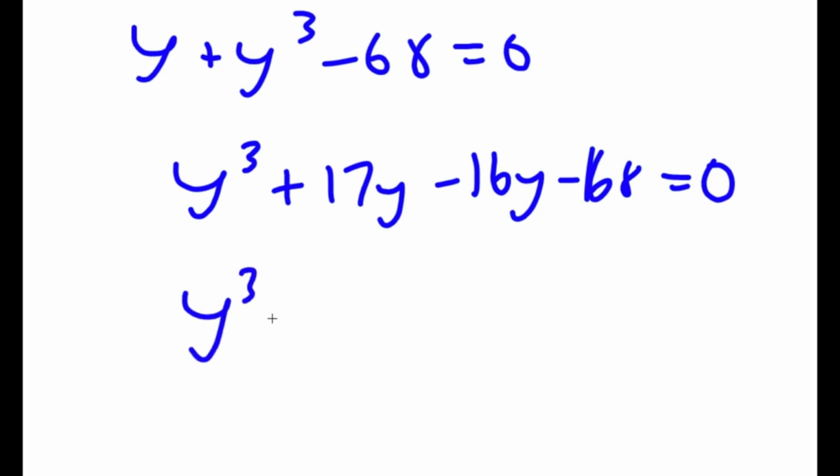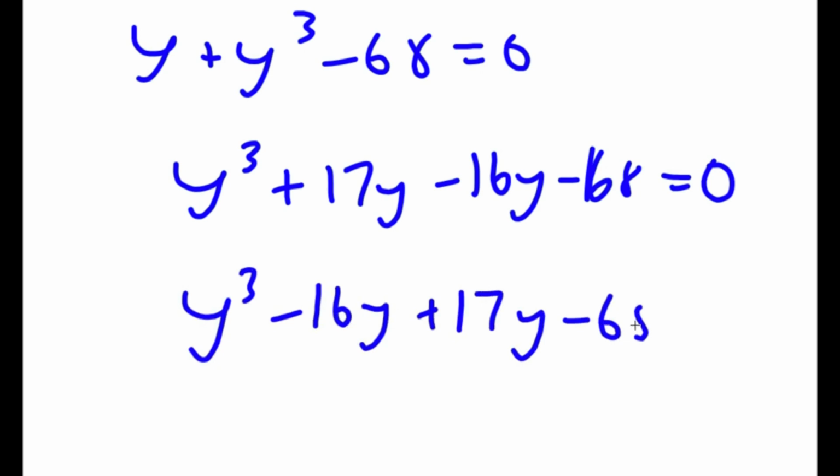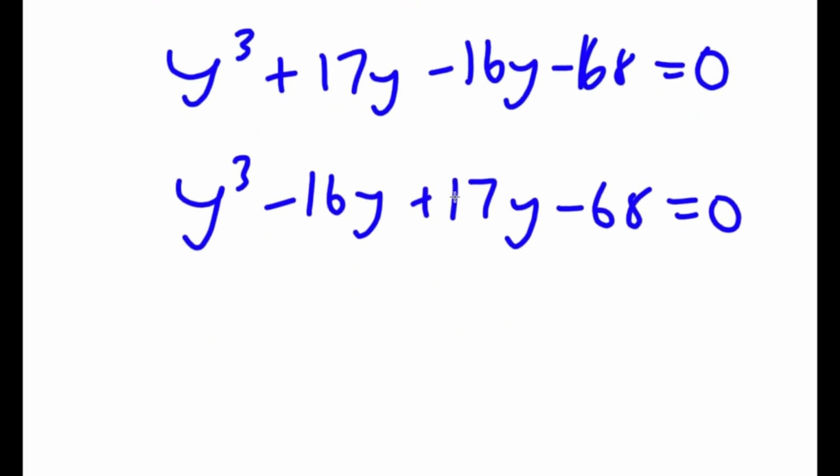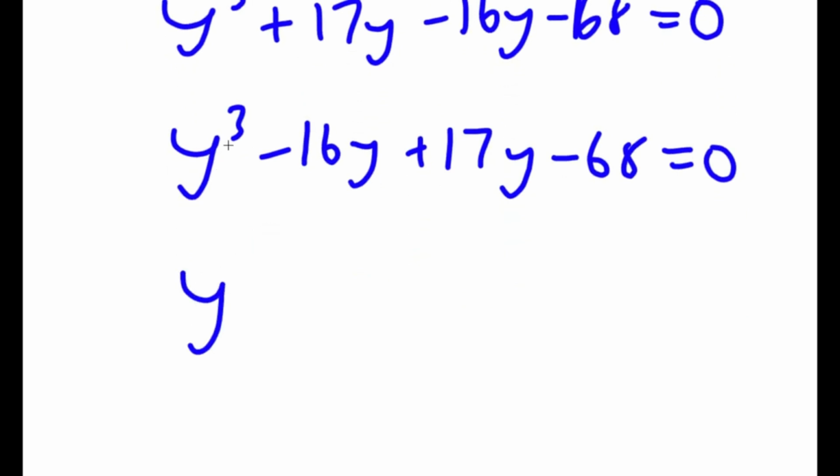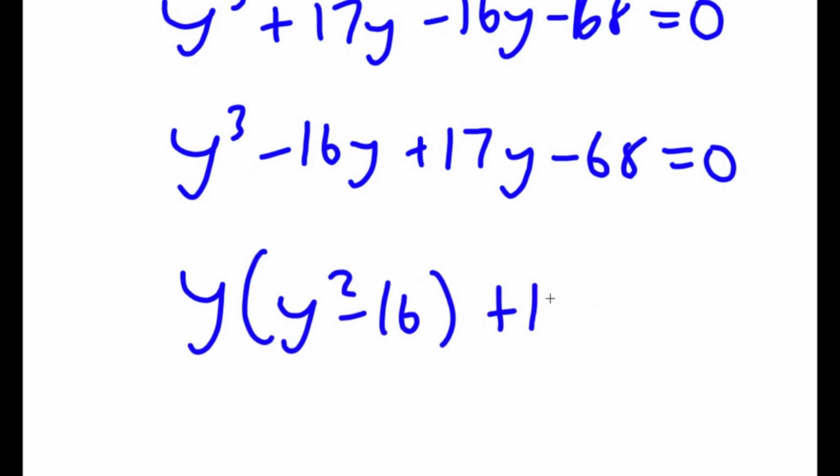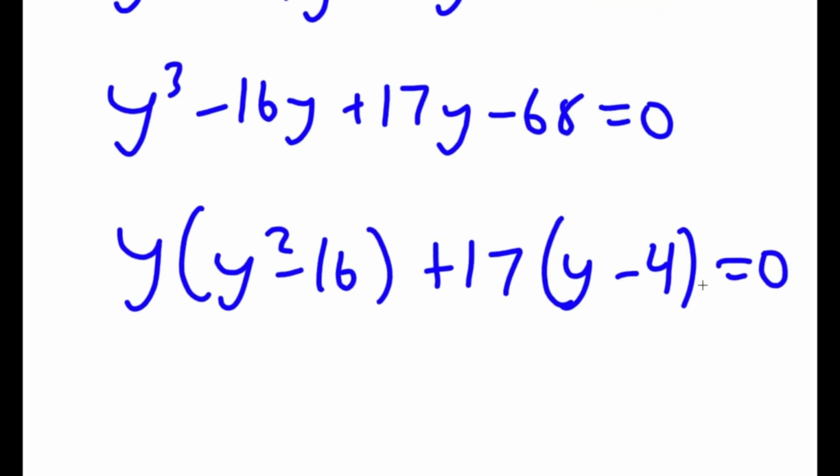Now I get y to the power of 3 minus 16y plus 17y minus 68 is equal to 0. So I simply switch the places of 17y and negative 16y. And now from y to the power of 3 minus 16y, I'm going to factor out y. So I get y times y squared minus 16 plus from 17y minus 68, I'm going to factor out 17. So I get 17 times y minus 4 is equal to 0.